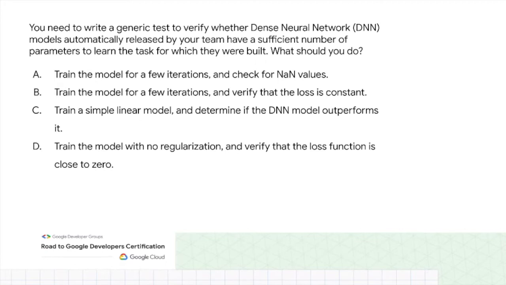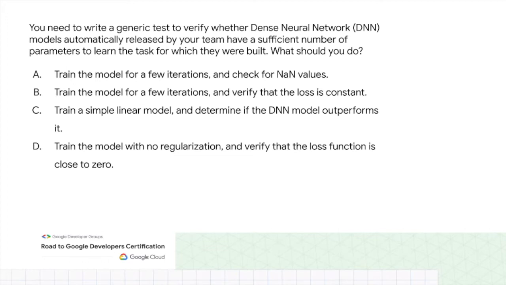Train a simple linear model and determine if the DNN model outperforms it. A linear model might or might not catch the non-linearity in the data, and that's usually why we use neural networks, to catch the non-linearity in the data. So if we compare it with our model, sometimes our model may be better or worse than it, depending on the task at hand. So it's not really very relevant.